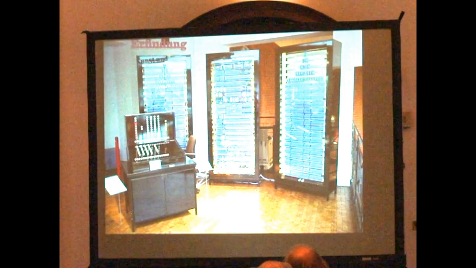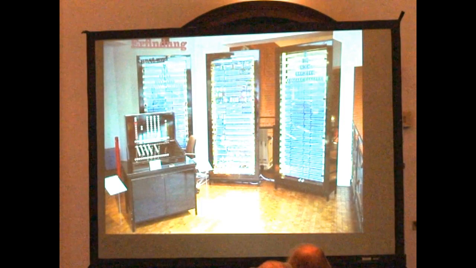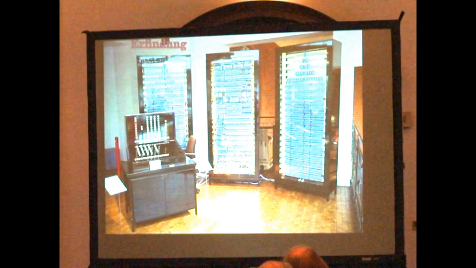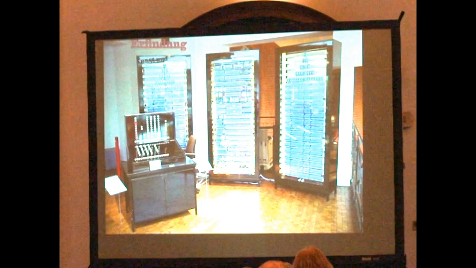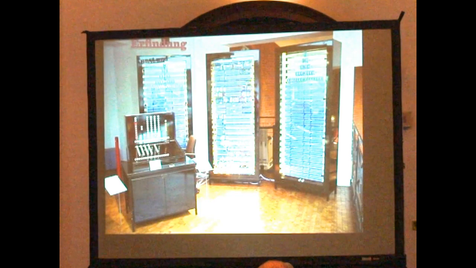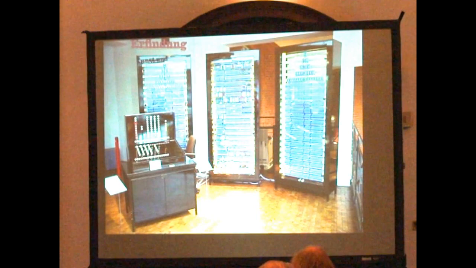And it was so strange. Every morning when I entered the building, Horst Zuse was already in and doing some hardware debugging because the machine failed in certain operations. And so he was always rearranging the wires. And well, I was not sure if he really always exactly knows what he's doing with the cables. But in the end, it worked.